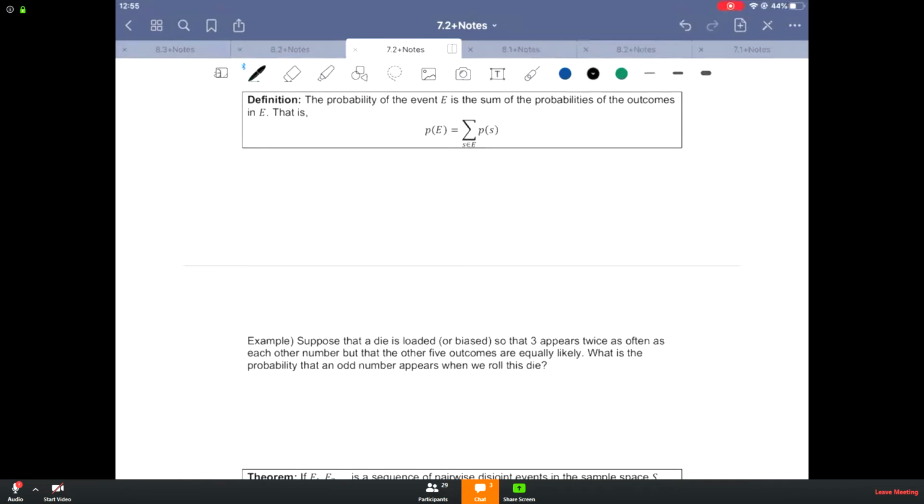All right, so in this case, we label it how we had up here in our definition. The event E, in this case, is that we want an odd number to appear. The only odd numbers on a die are 1, 3, and 5. Okay, so we want the sum of the probabilities of those outcomes. So the probability of getting 1 plus the probability of getting 3 plus the probability of getting 5. This is the probability of an odd number. All right, so let's figure out what these are. Because it's not going to be 1/6 and 1/6 and 2/6.